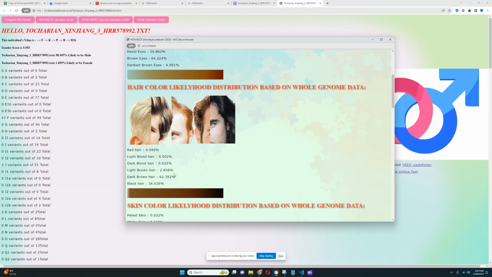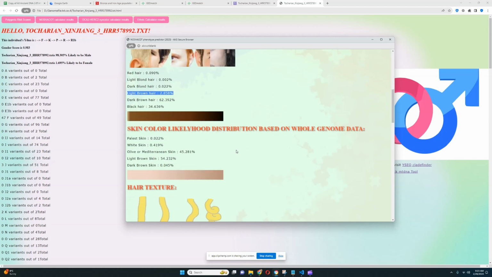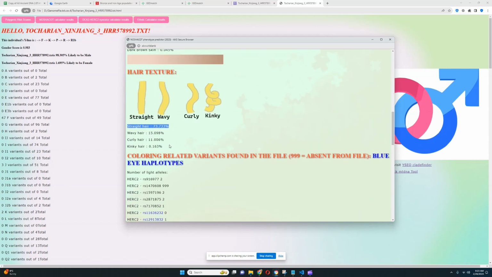For hair color, he's most likely got dark brown hair, although black hair is also quite possible. So really, it's just dark brown or black. Most likely dark brown. There is 2.8% likelihood of light brown hair, but that's a very small probability. For skin color, he looks like he's got either olive or light brown skin. So kind of a typical skin tone for these people. Once again, it is more or less in line with what the previous two Tocharians were scoring. For hair texture, it looks like he's got straight hair. Okay. Probably not kinky hair.